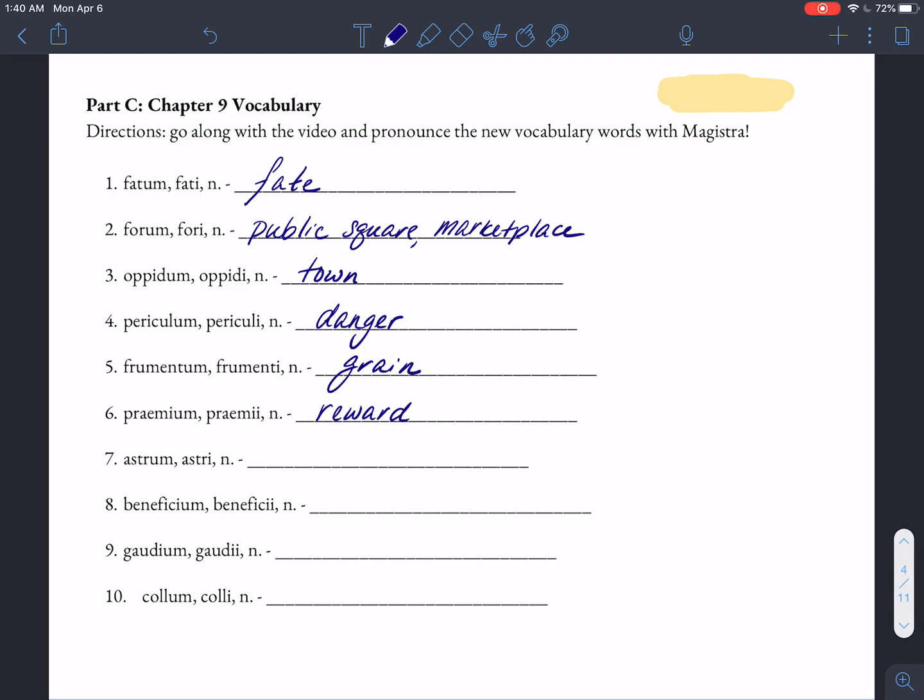Okay, number 7, please repeat. Astrum, astri, neuter. Okay, and that means star. All right, number 8, please repeat after me. Beneficium, beneficii, neuter. Okay, and that's where we get our word... I'm sorry, that's not where we get it. It means benefit or a gift.